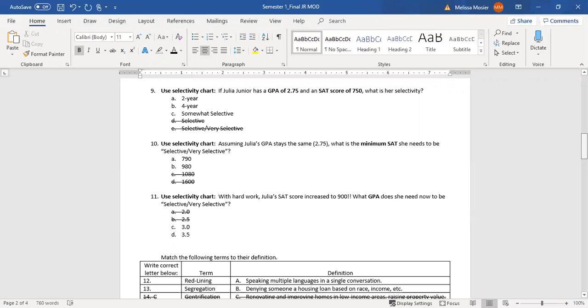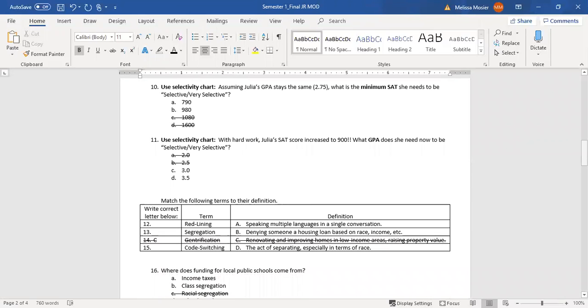10. Assuming Julia's GPA stays the same at a 2.75, what is the minimum SAT she needs to be selective, very selective? A, 790, or B, 980? And number 11, with hard work, Julia's SAT score increased to 900. What GPA does she need now in order to be selective, very selective? C, 3.0, or D, 3.5?